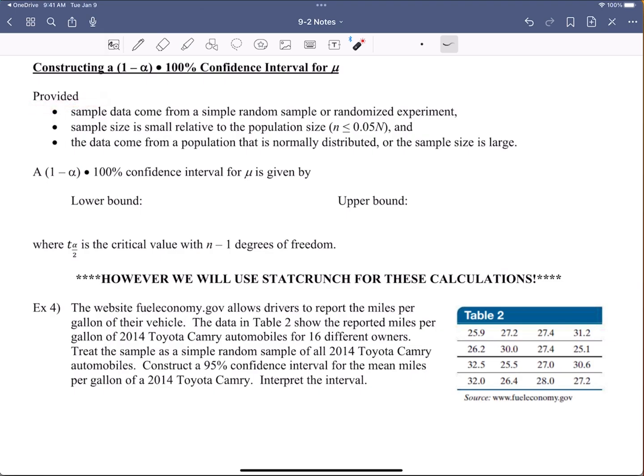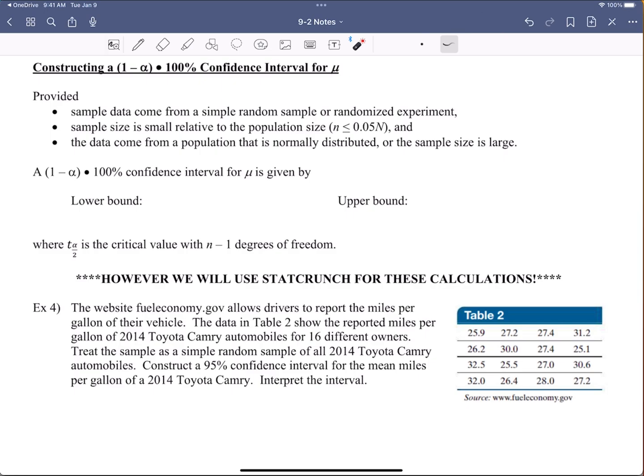Provided the sample data come from a simple random sample or randomized experiment, the sample size is relatively small based on the population, right? So the same criteria we've had before. N is less than 5% of the population, and the data come from a population that's normally distributed, or the sample size is large. So the data come from this population. That doesn't mean my sample's that big. That just means it comes from a nice big population that is normally distributed, or the sample size is large enough to accommodate.